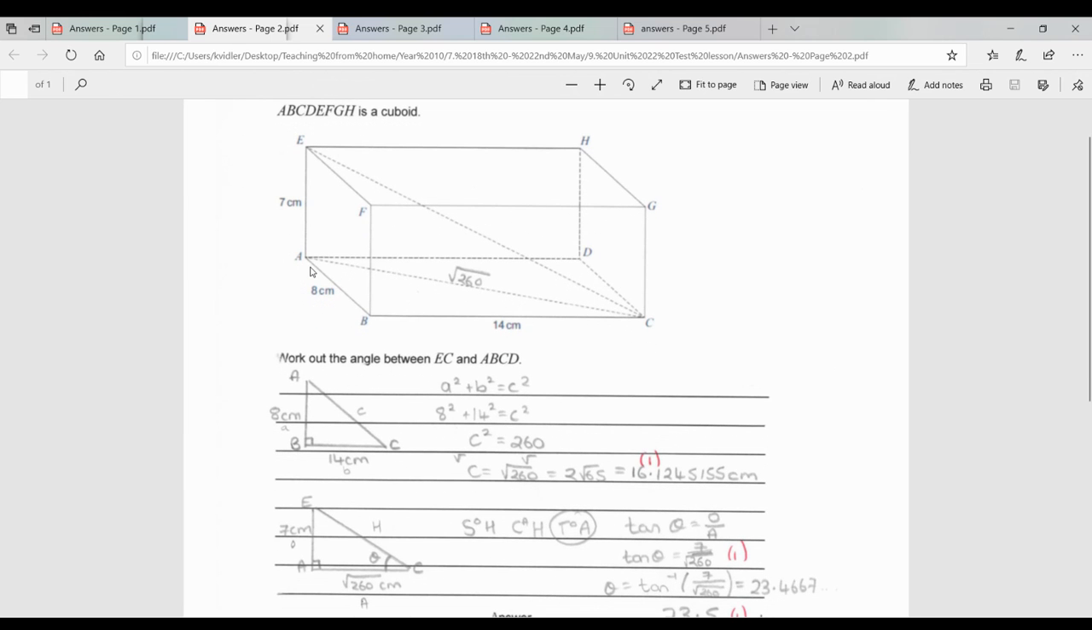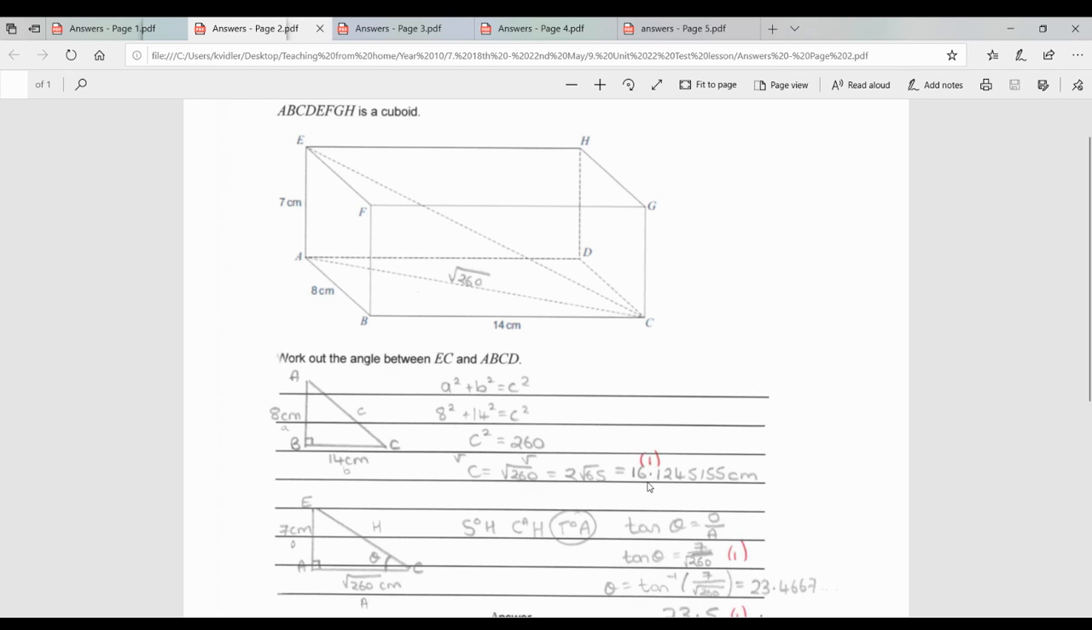So I've drawn out the triangle here, ABC. We know that there's a right angle at B. We've got 8 centimetres there and 14 centimetres there. So we can use Pythagoras again to work out the line AC. So 8 squared plus 14 squared is going to give me 260, and square root that to give me the length AC. So you get the mark for the square root of 260, or if you've got it in simplified form, which your calculator should do, so 2 root 65, or a decimal 16.124, etc.